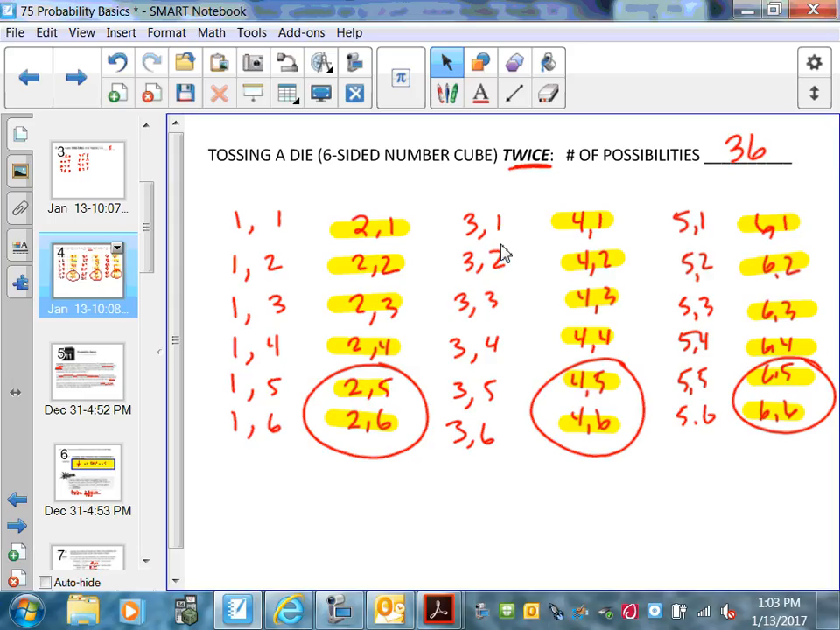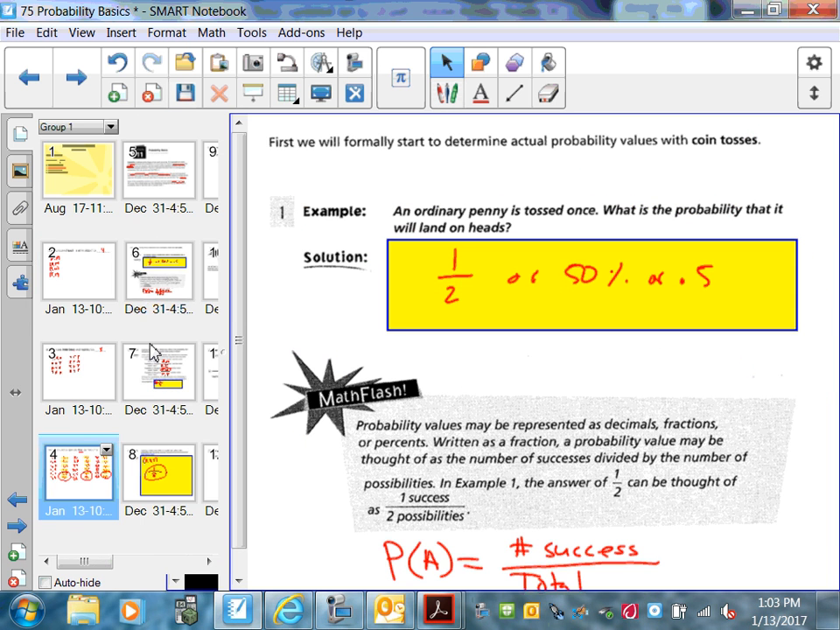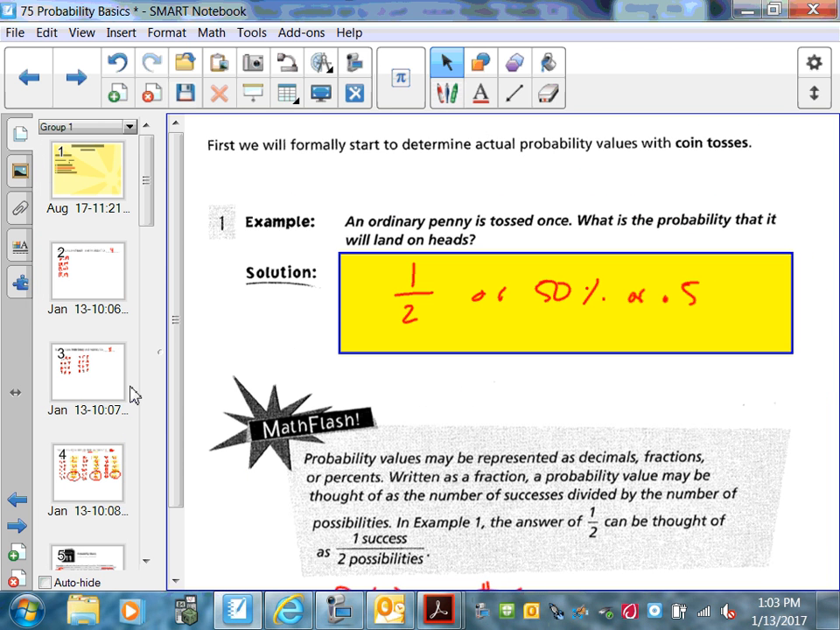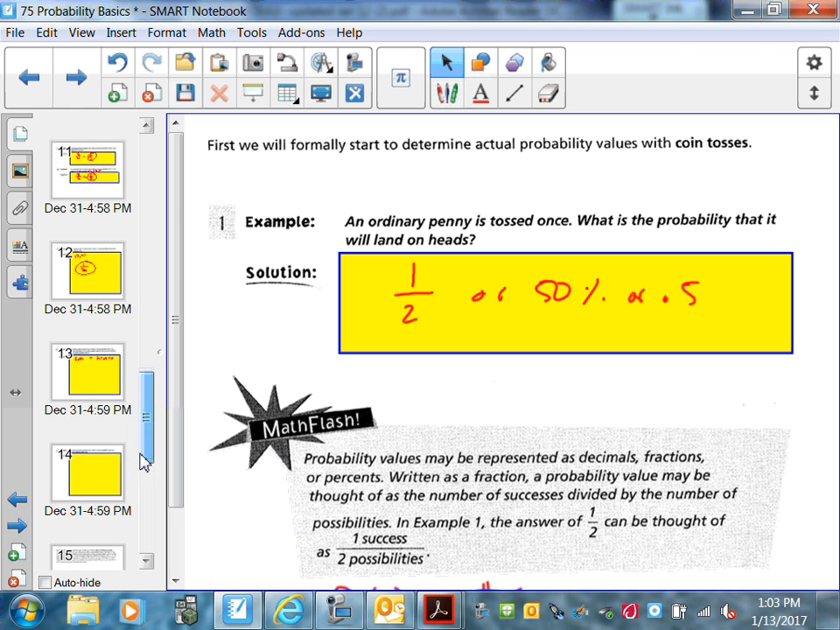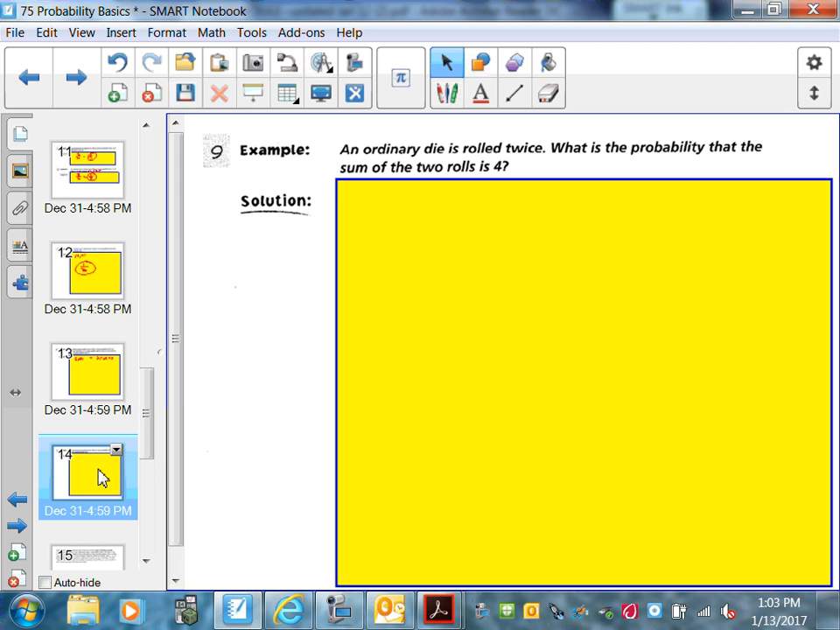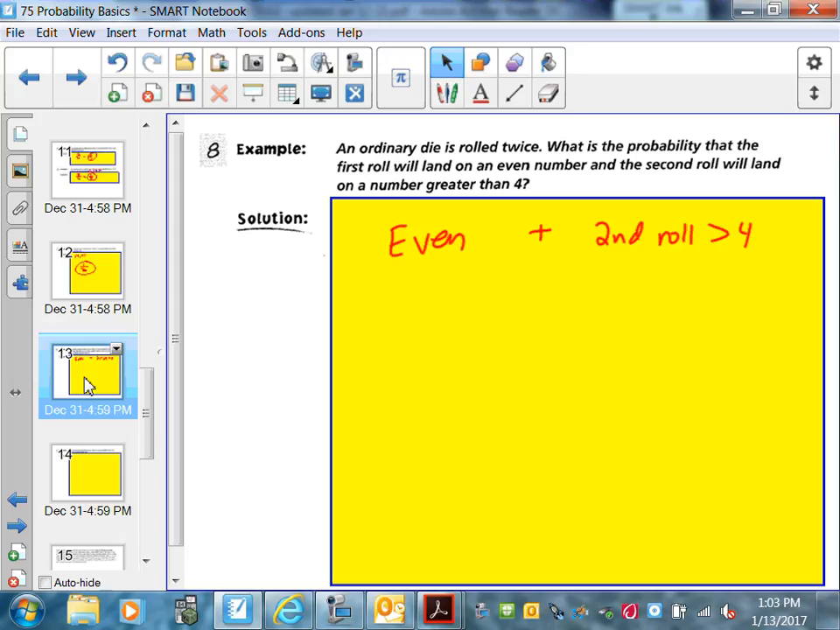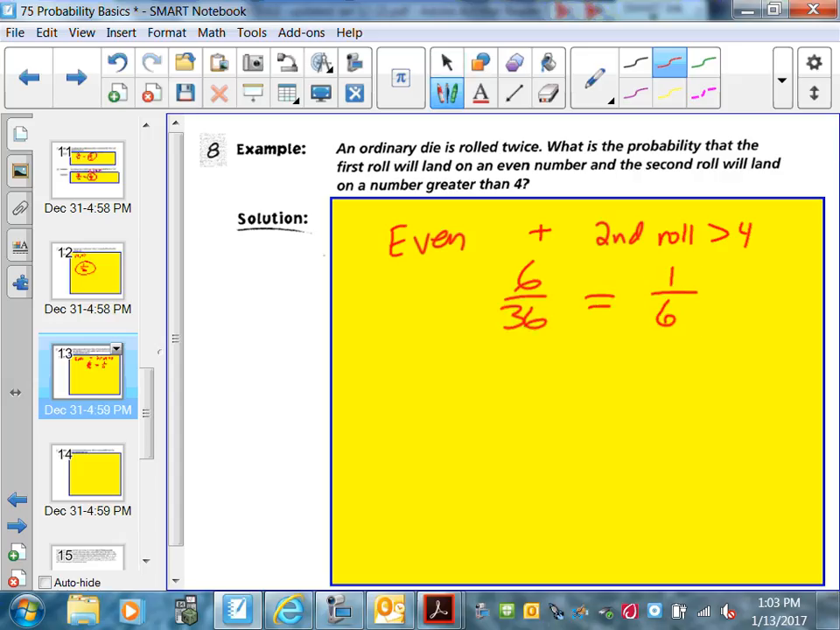Based on that, the probability, let me go over here, sorry. Go back to this one. So we're on this one: if the die is rolled twice, what's the probability that the first roll is even and the second roll is bigger than 4? The answer is 6 out of 36, which is the same thing as 1 out of 6.